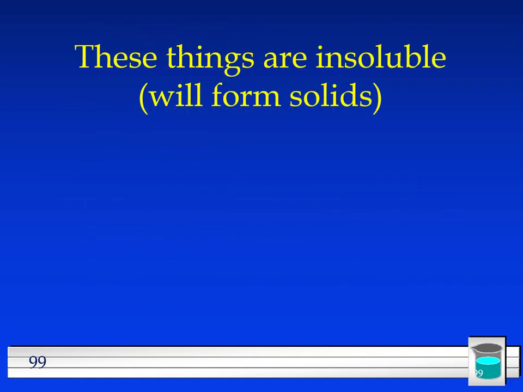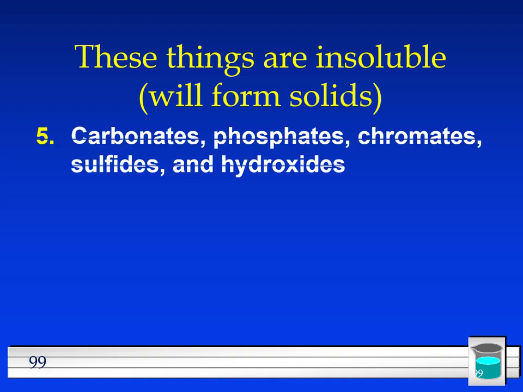That's 4 of the 5 rules. Here's rule number 5. Rule number 5 is about the things that are insoluble, not able to be in solution. These are the ones that will make solids. Basically, it's all the other anions: carbonates, phosphates, chromates, sulfides, hydroxides. It's all the other anions.